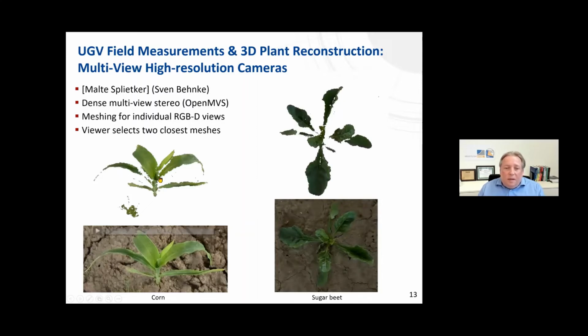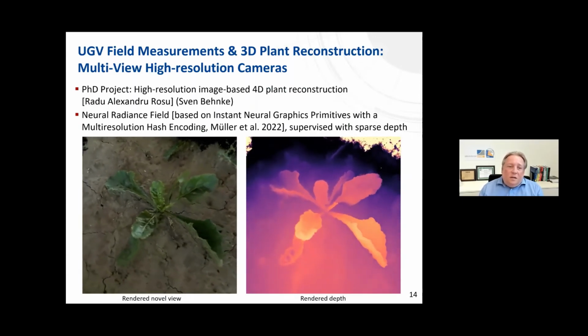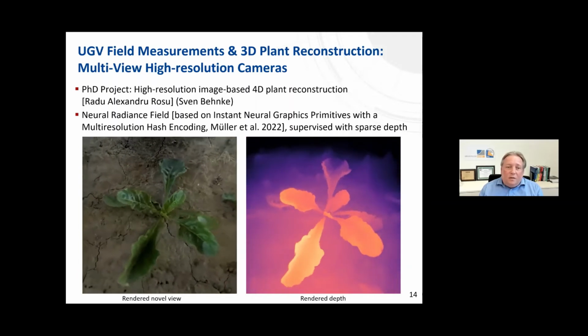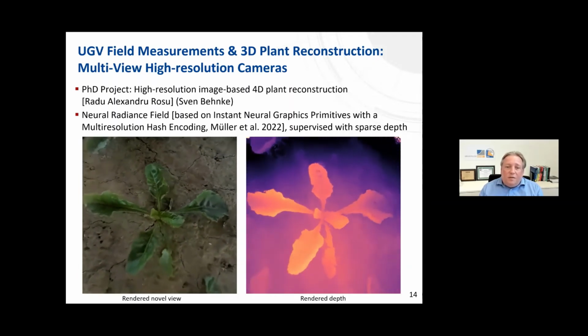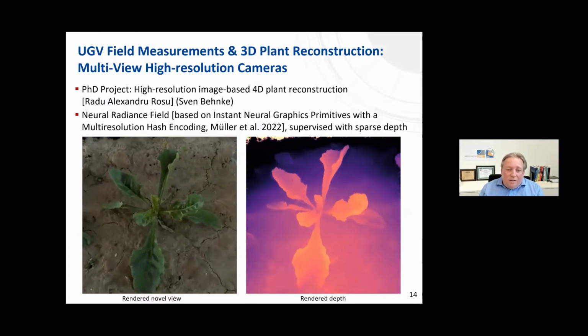but it's also clear that these reconstructions are not very complete. There are some parts missing, as you see here. This is due to the requirement that multiple cameras must see a surface element, and there is occlusion and so on, so that is actually a challenge. To address this challenge, my student Alex is looking at neural radiance field-based methods. They have the objective to render images that look like the recorded images.